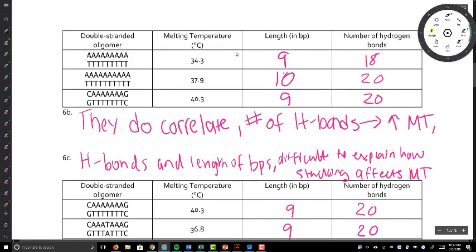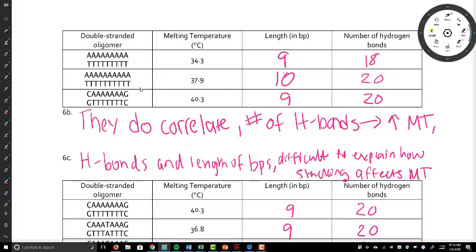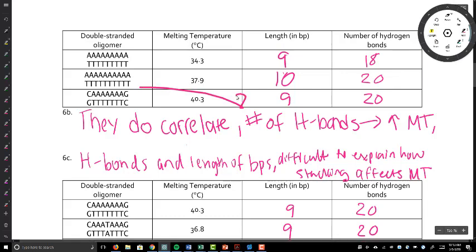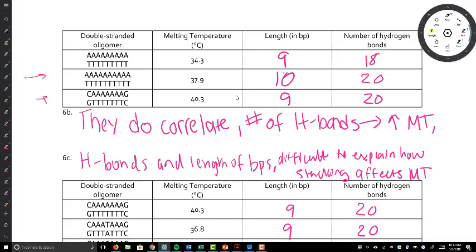Because if the number of hydrogen bonds were only what mattered, then when you go from this DNA, number 2 to number 3, in theory, you would see the same melting temperature, right? If it was only hydrogen bonds that mattered. So at first glance, and even I have in my notes, yes, it does appear to scale with hydrogen bonds. But if you were working on this and writing the answer, if you felt a little bit uneasy, like maybe it was a little more complicated than that, your brain was absolutely working in the right direction. Okay?